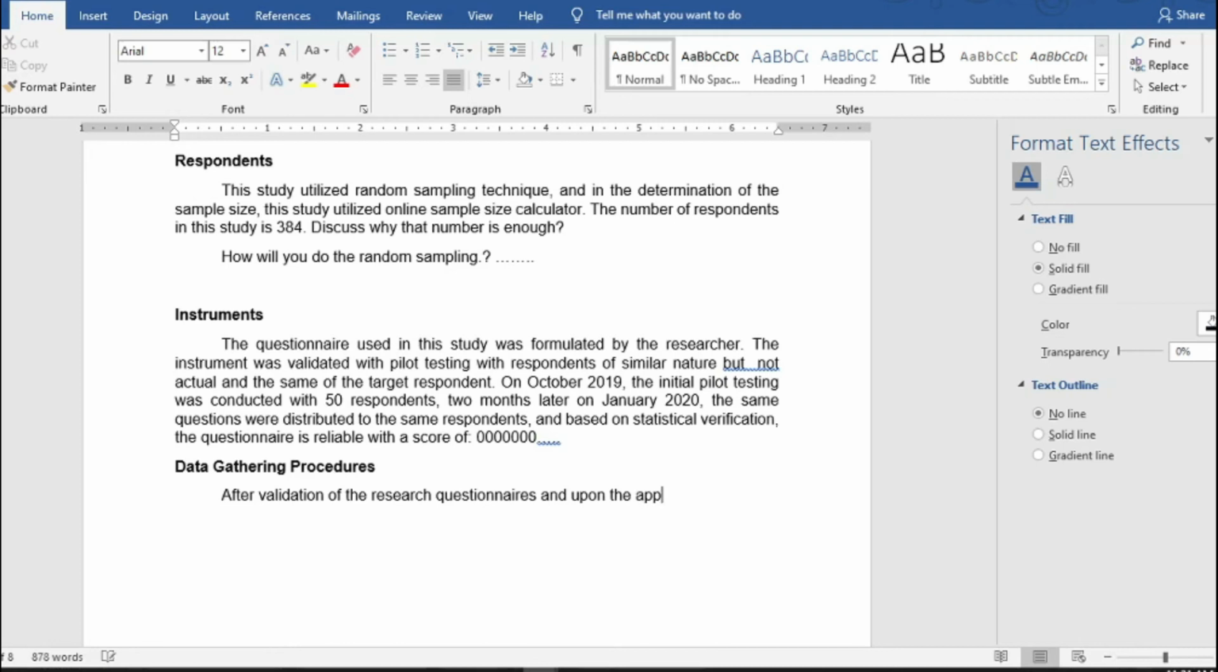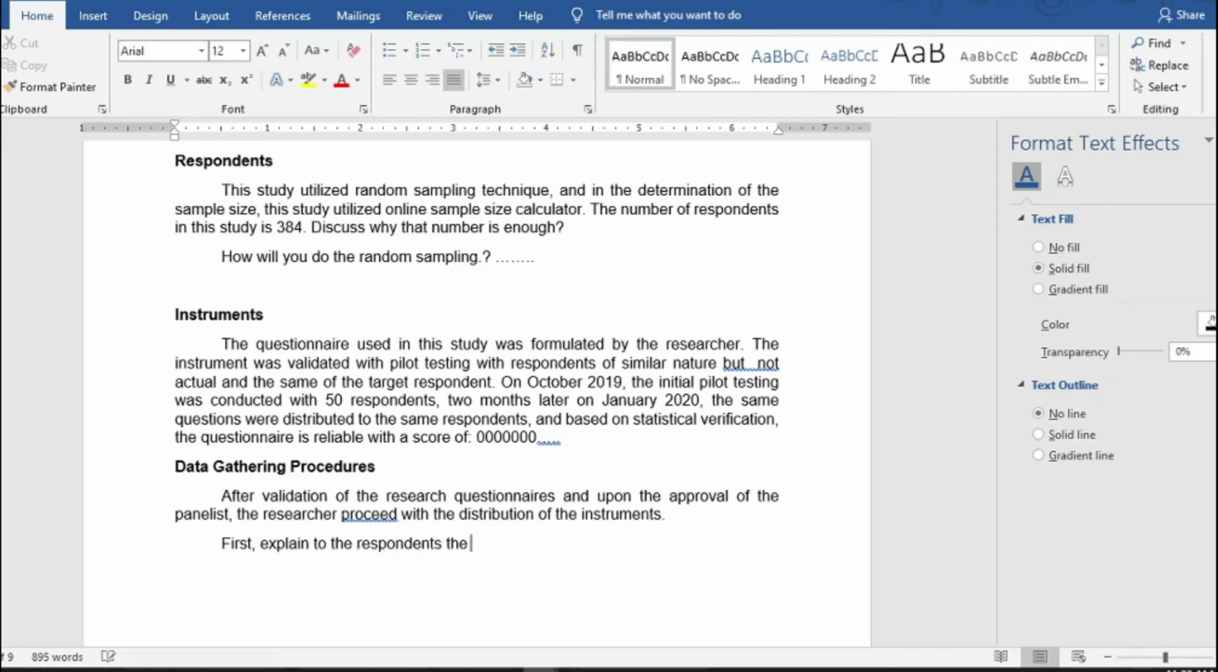Upon the approval, all the panelists, the researchers, or the researcher, proceed with the distribution of the instruments. First process, give the questionnaire. Explain to the respondents the legal, ethical, and other concerns.